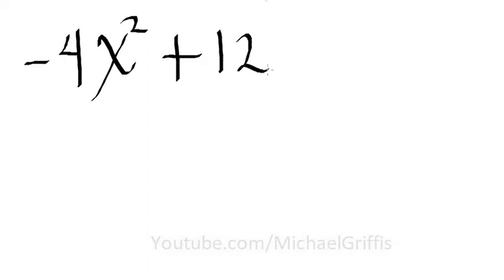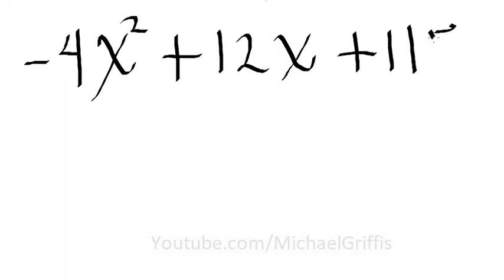Ooh, this one here is a little tricky. We got negative 4x squared plus 12x plus 1, whoops, I think I about wrote 115. I'm not sure why. It should be 112.